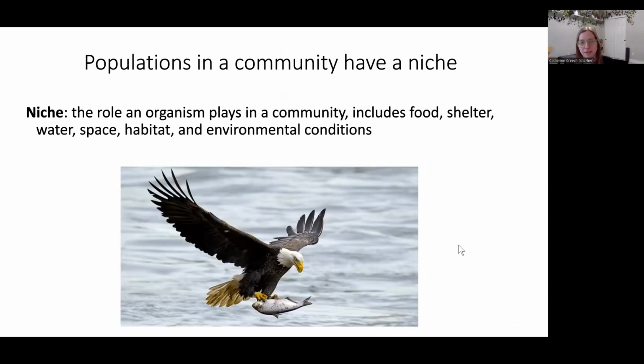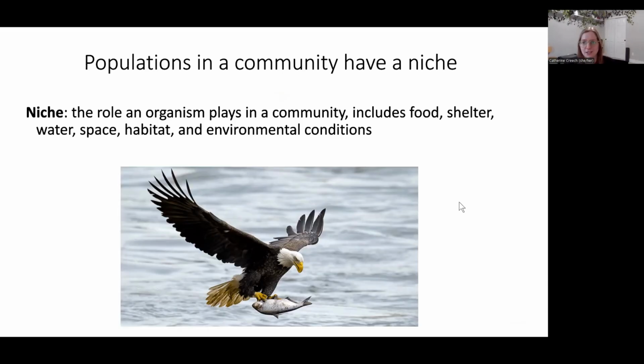When we think about populations, we also have to think about the term niche. So niche is an area in which something fits. So we say that like you found your niche. It's an area in which you fit. But in biology, a niche is going to go further. A niche is going to be everything that an organism needs to survive. That's food, shelter, water, space, habitat, mating display area, everything that your organism needs to survive.